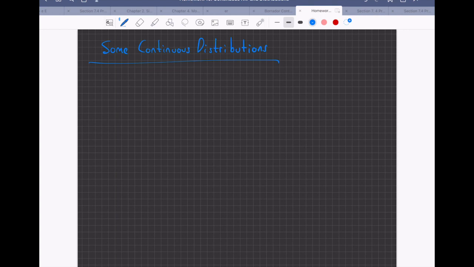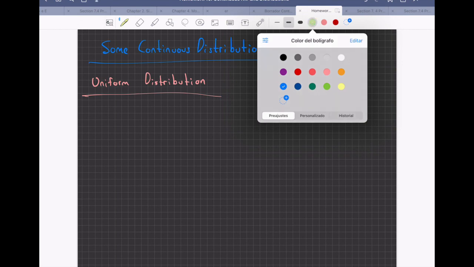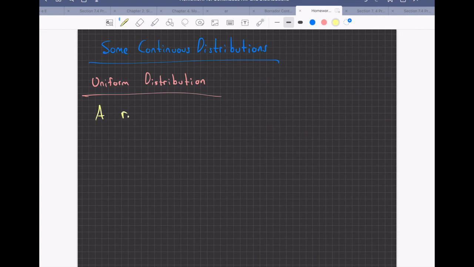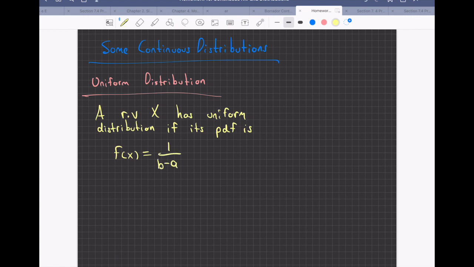The first one is the uniform distribution. And we say a random variable x has uniform distribution if its PDF is f of x equal to 1 over b minus a for any x between a and b, where a and b are any real numbers.